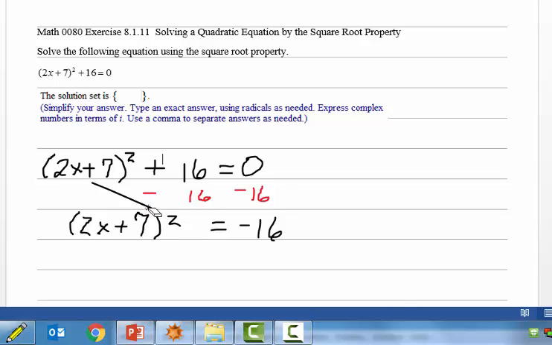And remember that when I apply the square root property, I am exchanging this power of 2 on the left for a plus or minus square root applied to whatever is on the right. So on the left, I no longer have a square. On the right, I now have applied plus or minus square root to the negative 16.